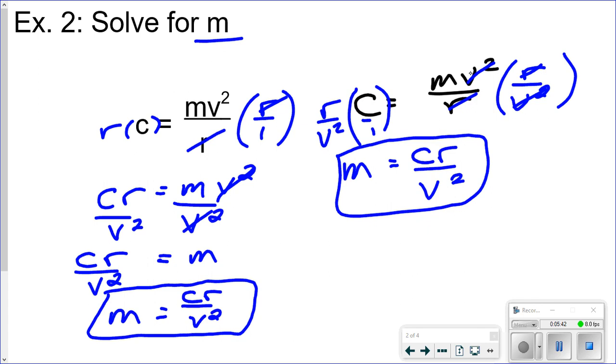Basically, I'm multiplying by the reciprocal, right? The reciprocal of v squared over r is r over v squared. And remember, if you take any fraction and multiply it by its reciprocal, it's always equal to what? 1. So any fraction multiplied by its reciprocal is 1.